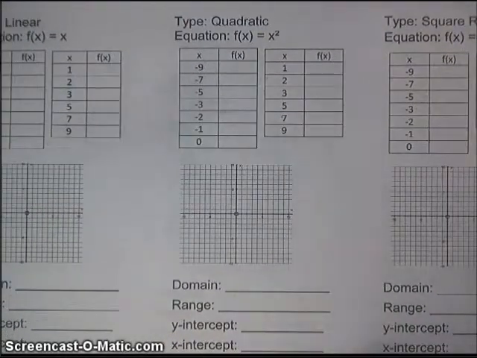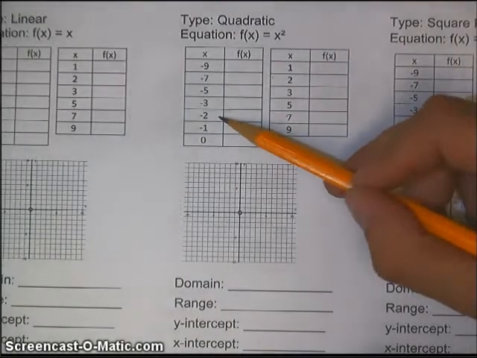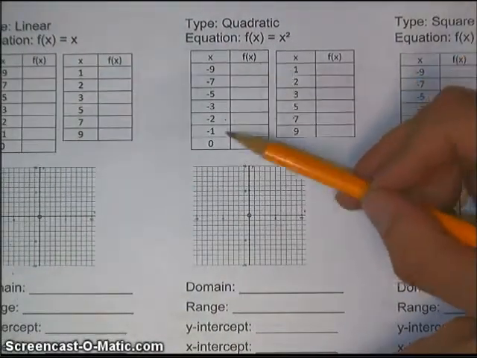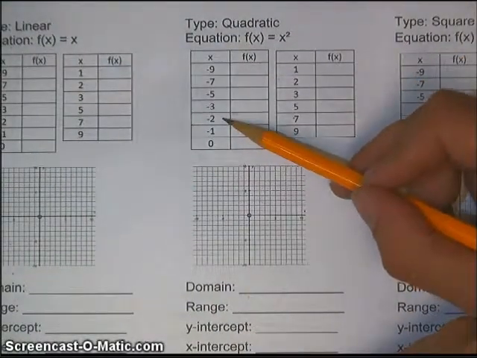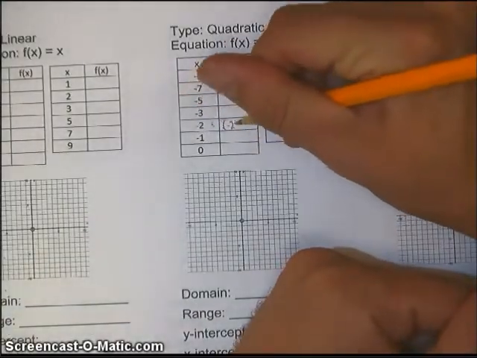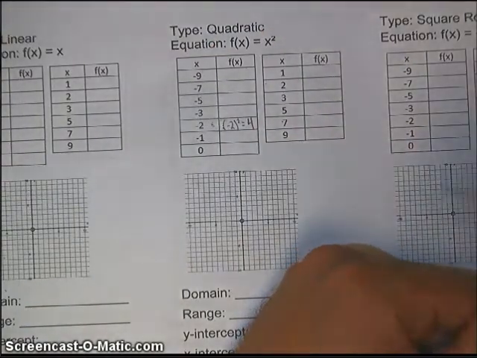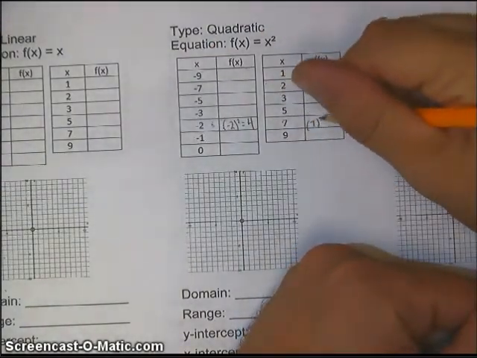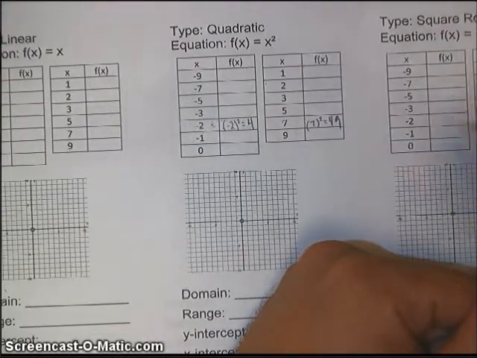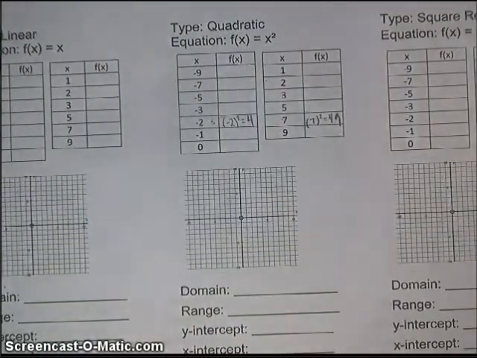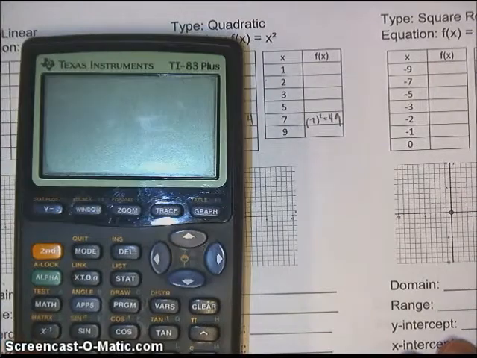One way is you could just take the x and plug it in for the function. So if you take -2 and plug it into x squared, that would be (-2) squared, which equals 4. Or over here, 7 squared equals 49. Another option is to use your handy-dandy calculator.